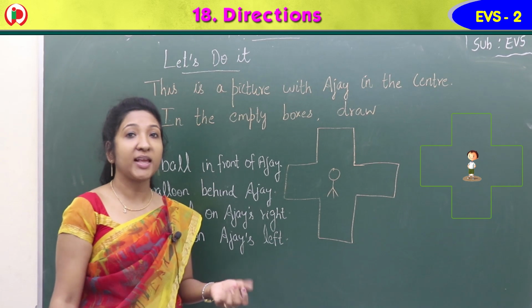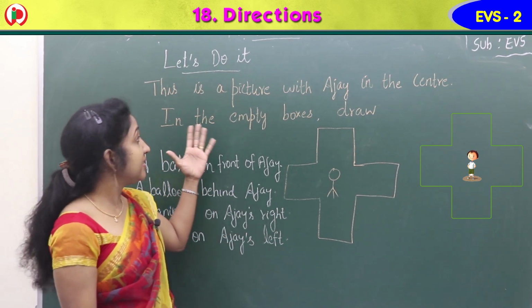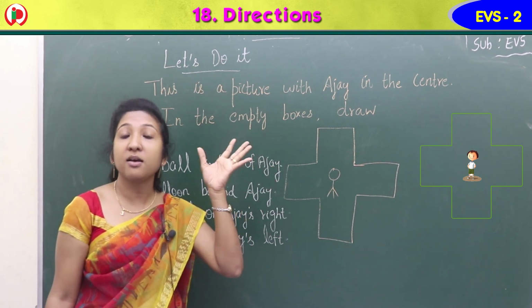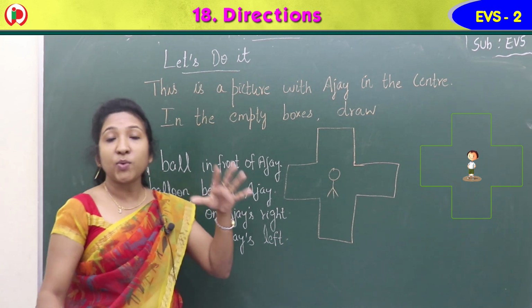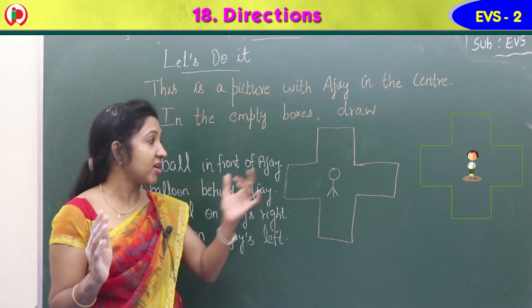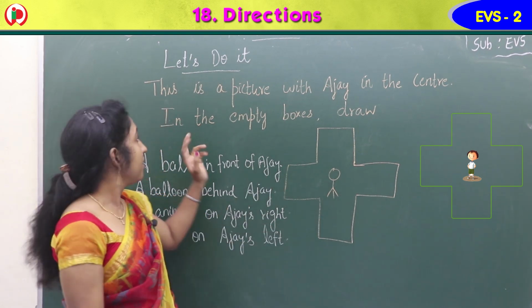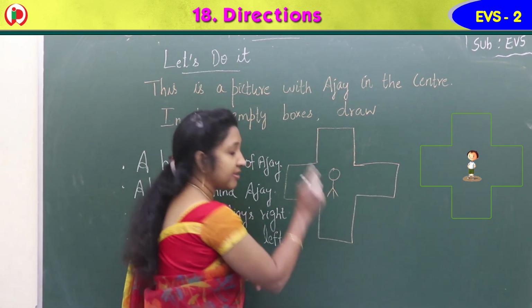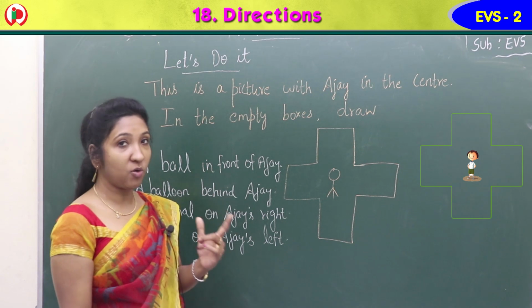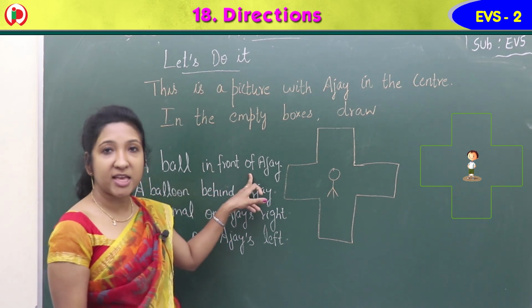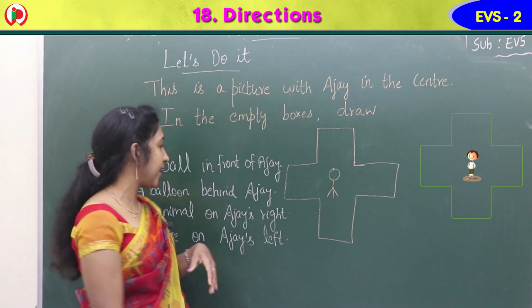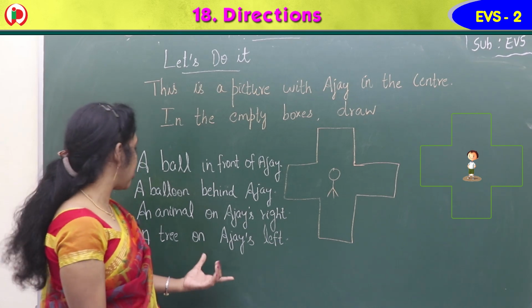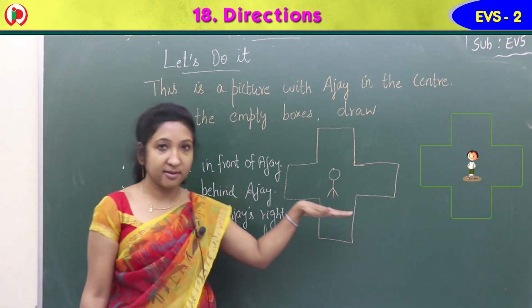Next exercise in the workbook is, let's do it. So you have to do something. Okay, let's see what you have to do. This is a picture with Ajay in the center. So in the workbook you can see, children, a picture is given. There one boy is there. His name is Ajay. Ajay is in the middle of the picture, or the center we can say. In the empty boxes, draw a ball in front of Ajay, a balloon behind Ajay, then an animal on Ajay's right, then a tree on Ajay's left.